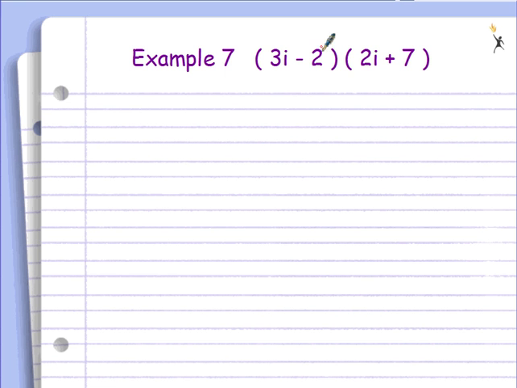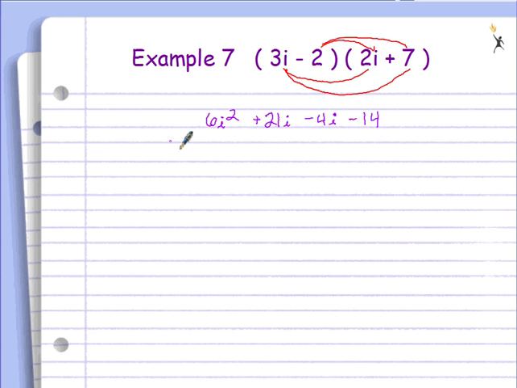Let's continue. So now I have something different. It's not going to be distributive. Notice they're multiplying times each other. So this is your FOIL method. Basically, everything in the front gets multiplied to everything in the back. Okay? So, negative 3i times 2i, what is that? That would be 6i squared. Negative 3i times 7, that would be a 21i. Negative 2i times 2i, that would be a negative 4i. And then negative 2 times positive 7, that would give me a negative 14.